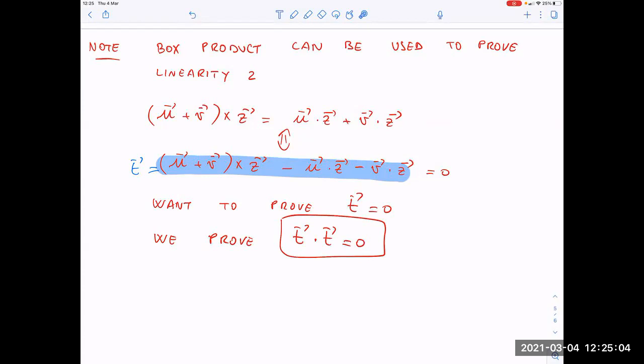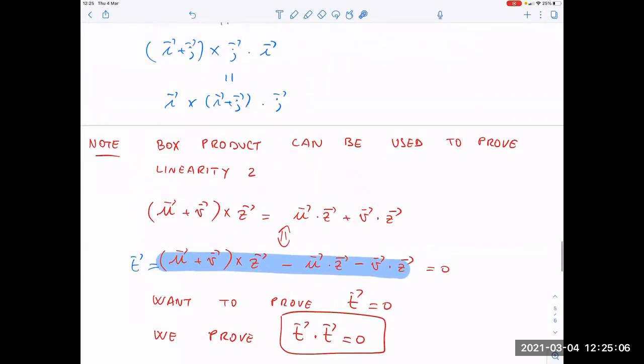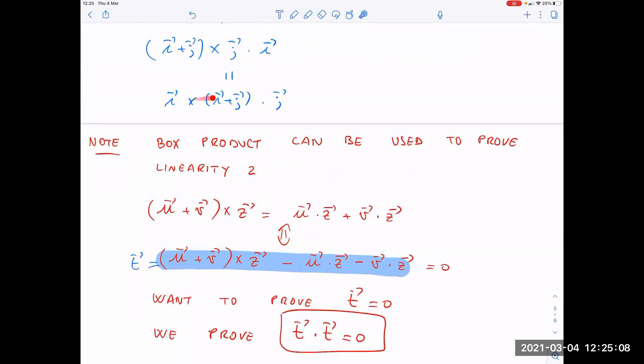the property of the mixed product that basically is written here, that you can exchange the order of the factors without changing the final answer. So if you're interested, I think it's a very good idea to go and read it in the notes. So you see how the mixed product, the box product, can be used to prove this, okay?